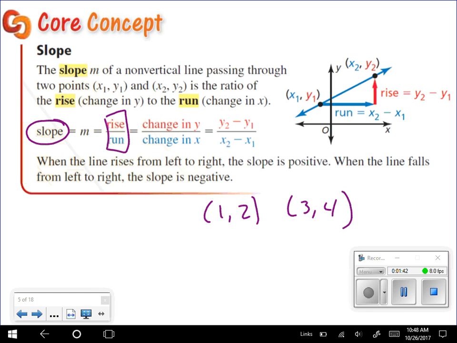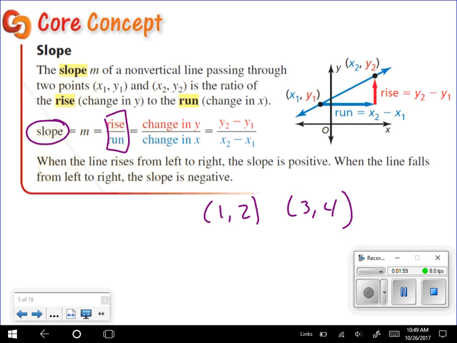When the line rises from left to right, the slope is positive, and we're going to talk about the different pieces of that. And then when a line falls from left to right, the slope is negative. So you can kind of double check yourself to make sure you're doing it correctly based on how it looks.